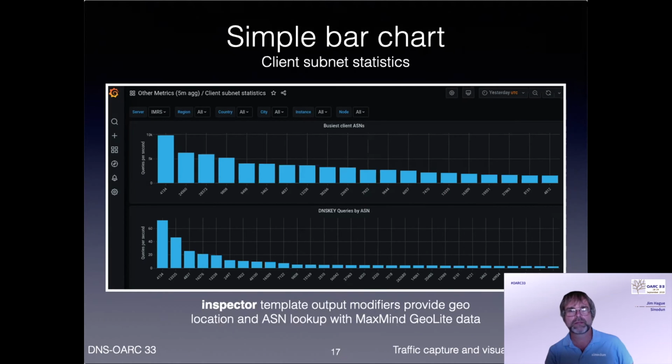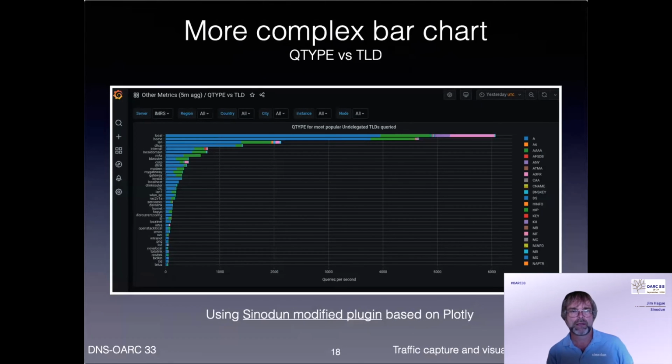I'll mention at this point that geographic client data and client ASN lookup we're doing via Inspector template output modifiers, which perform lookups in MaxMind GeoLite data. And this obviously is done at TSV generation time on the ICANN servers. Here's a more complex bar chart. I will frankly admit that the data for this has to arrive in a certain predetermined order, and you can find yourself writing some rather interesting SQL, but nonetheless, this is a very good example of what it's possible to achieve with bar charts in this system.